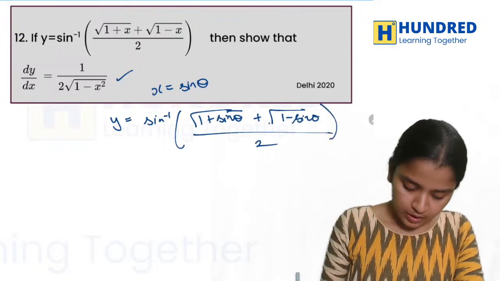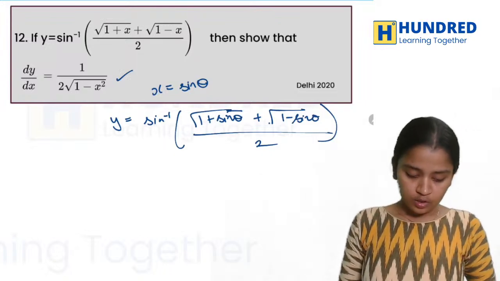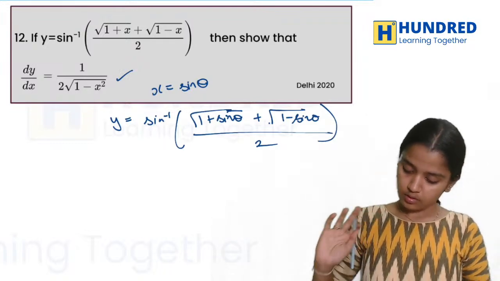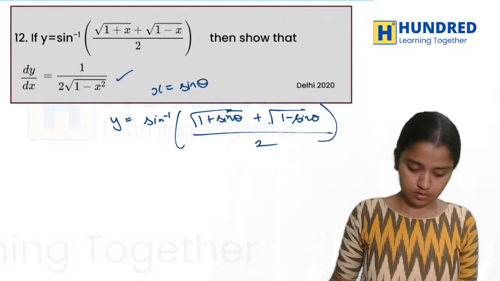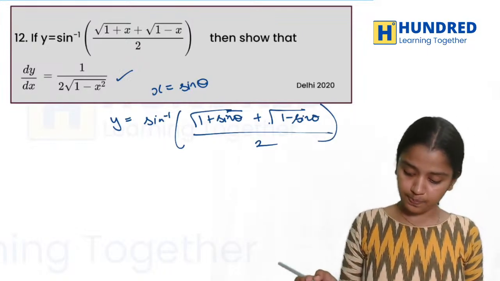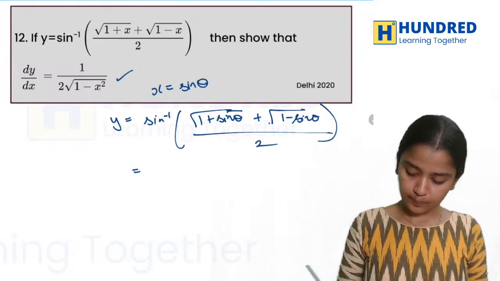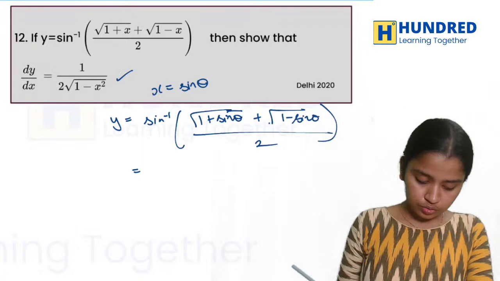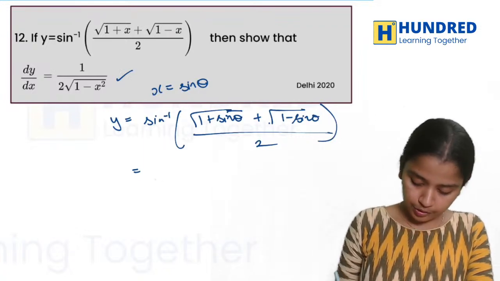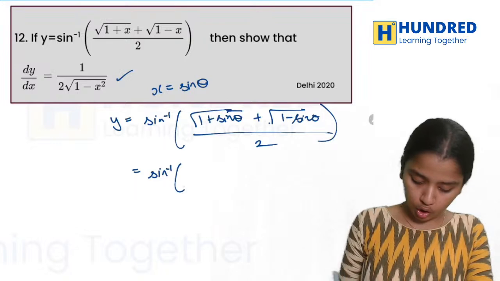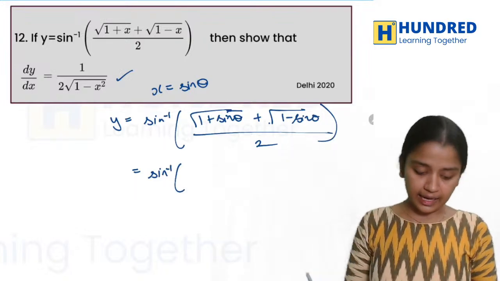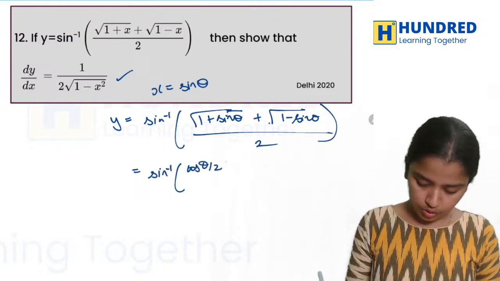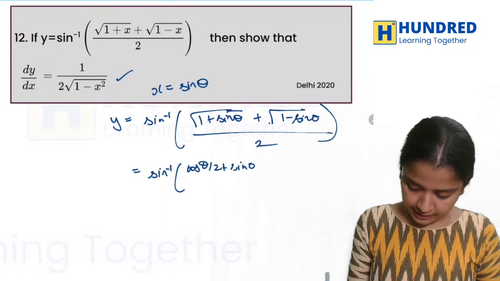Divided by 2. So இந்த மாதிரி I will be having. So now இப்போ நான் என்ன பண்ண போறேன்னா, இத வந்துட்டு, what I am going to do is, I'm going to write it as sine inverse of, so இத வந்து 1 plus sin theta, I can write it as cos theta by 2 plus sin theta by 2.